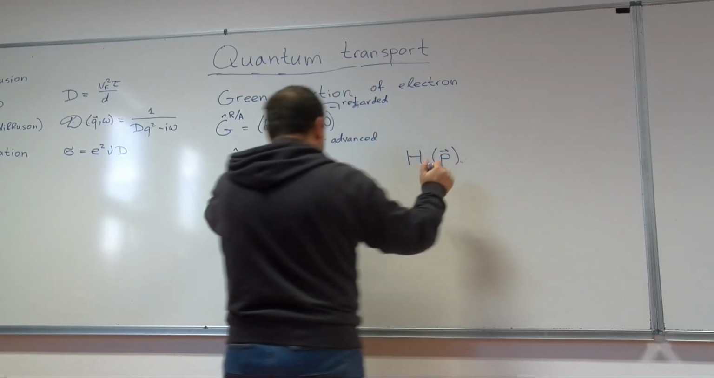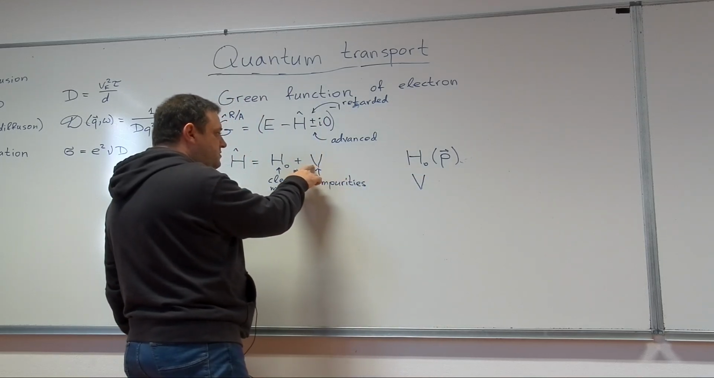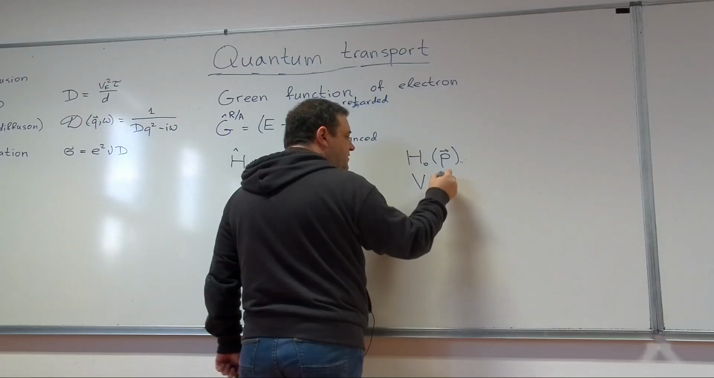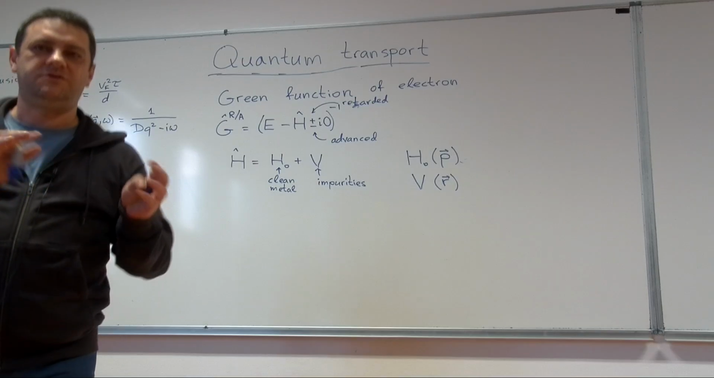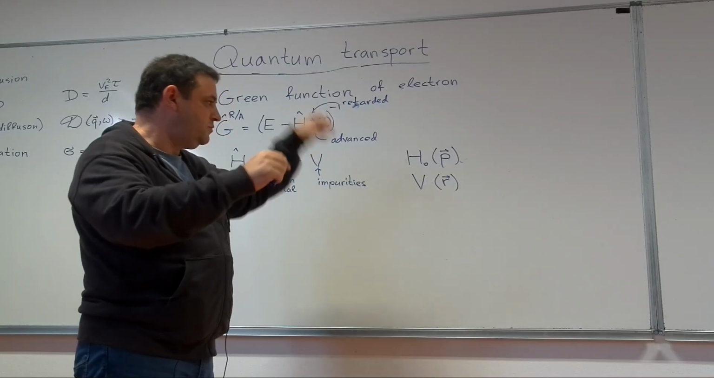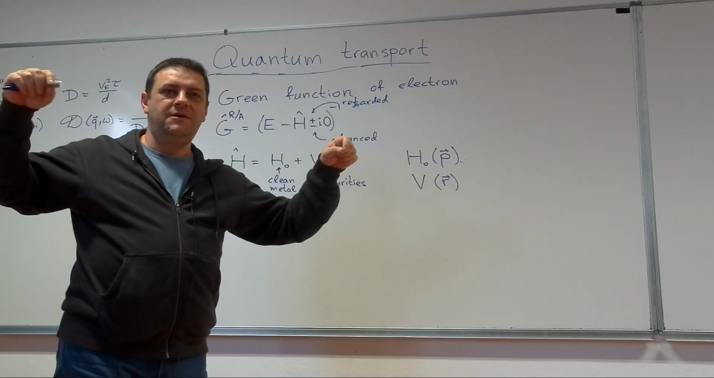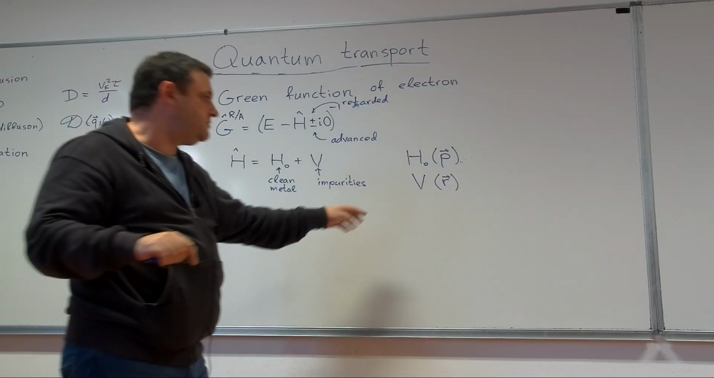And for the impurities, usually this V, this perturbation, is a function of R. It's a diagonal operator in real space representation. So we have some potential. It's like an external potential. Each impurity has some local potential, whatever, bump or dip that scatters electrons.